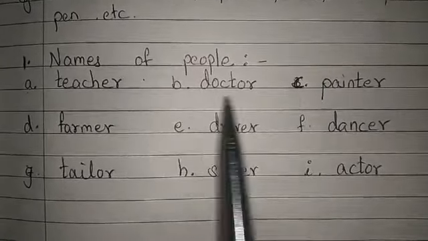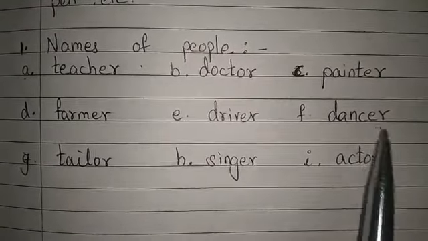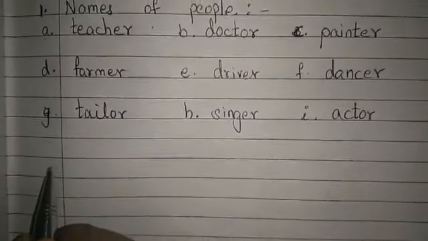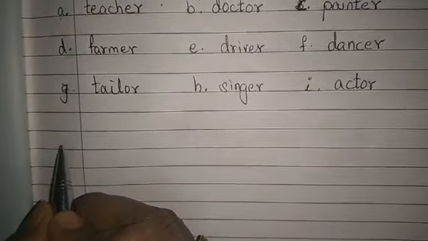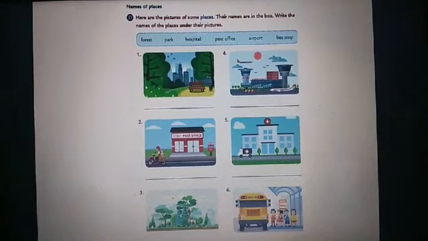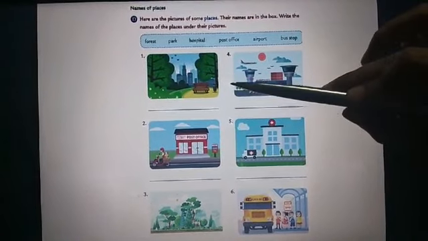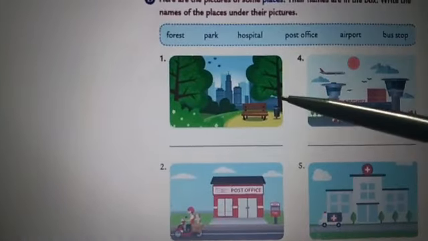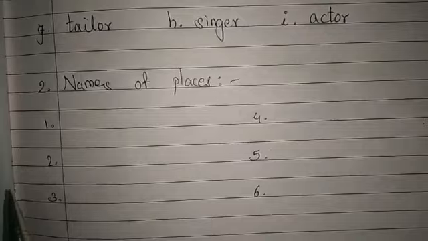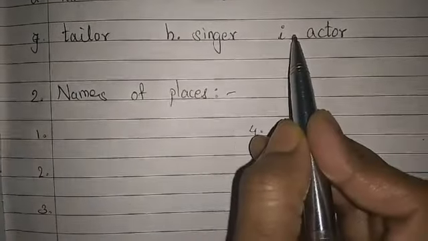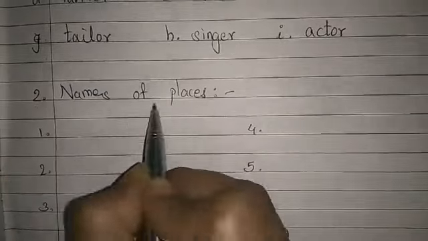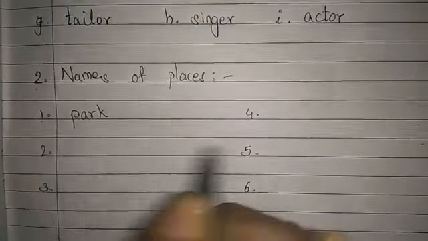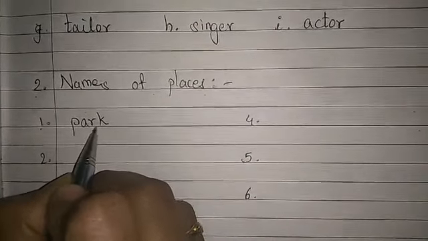See, this way I have written the names of the people we have seen in the picture. Now moving to our next naming word, that is name of the places. Let's begin. Can you see the first picture? Yes, the first picture is of a park. So, below the one you have finished with question number 1, now write 2 there. Names of the places. In front of 1, write park. The place which we have seen in the picture was park. So write park there.